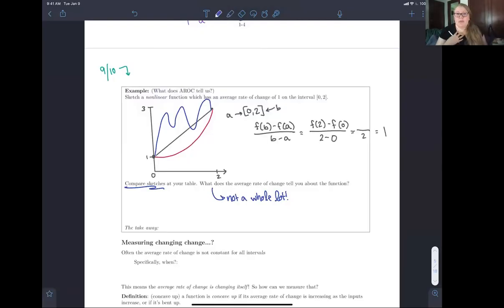I got to pick 1 and 3, but I could have picked 2 and 4, or 3 and 5, or -3 and -1. As long as the top number, that difference right up here, was indeed equal to 2. So the takeaway here is that average rate of change will tell you how much we change in that interval and not much else.